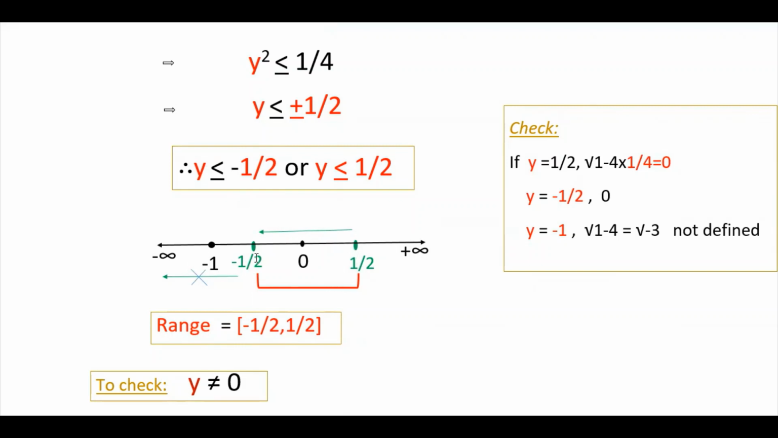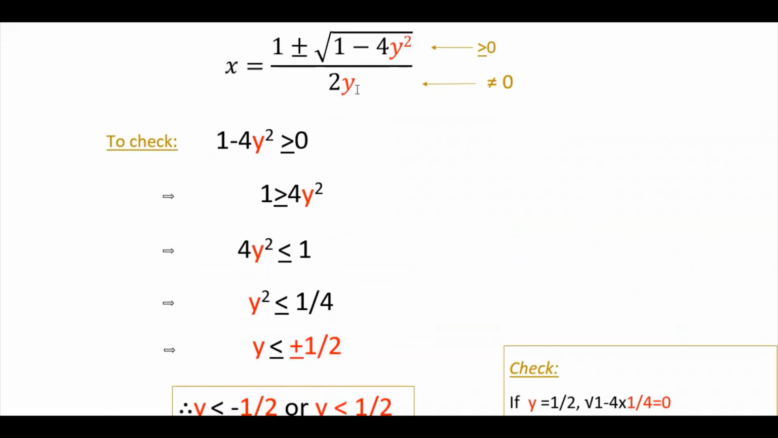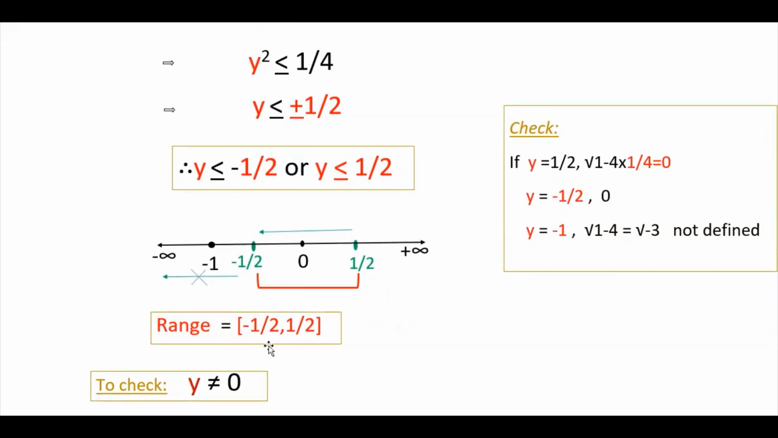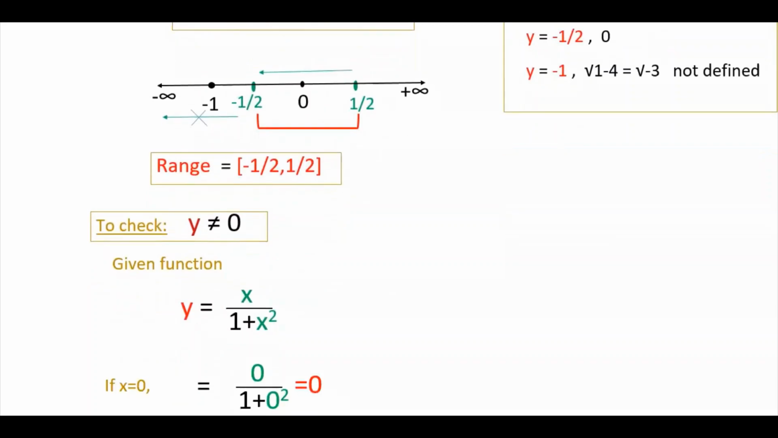So you have to take all the numbers from minus 1 by 2 to 1 by 2. So here the range is minus 1 by 2 to 1 by 2. So you have to show it in these brackets. But again, one more case, y is not equal to 0. Here in between, 0 is there. So you have to check again whether y is not equal to 0 or y is equal to 0.